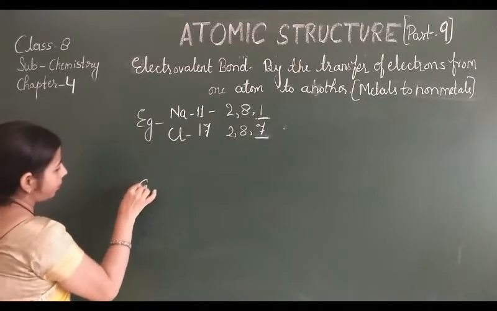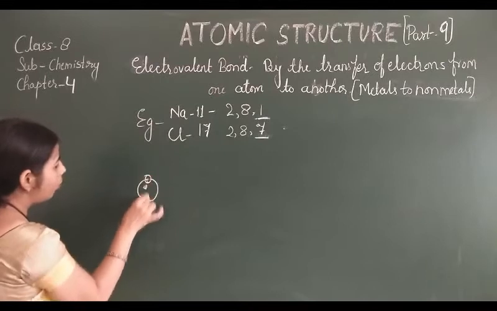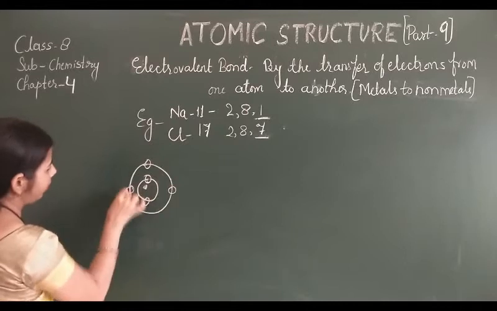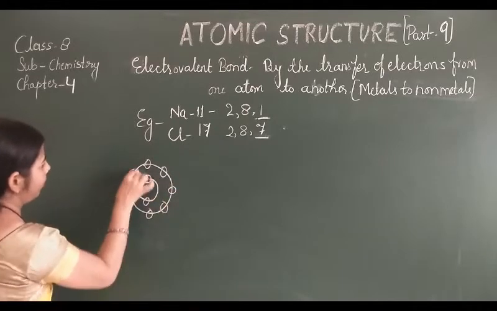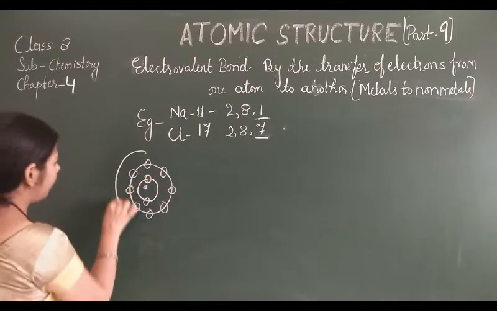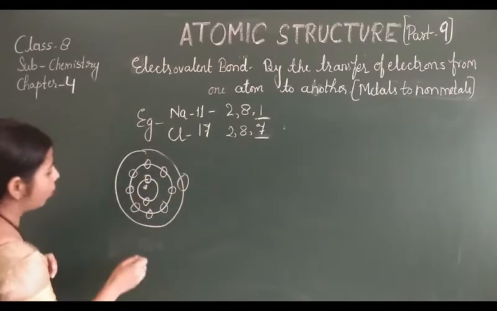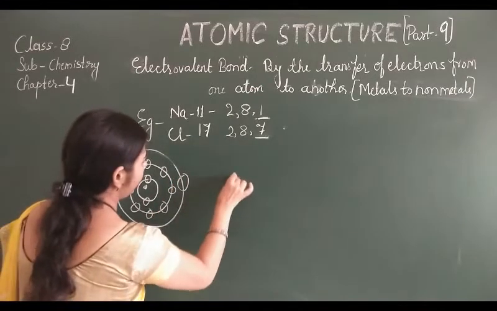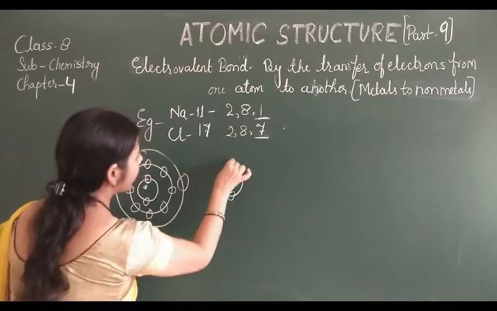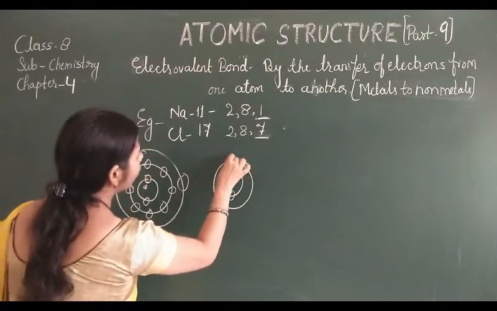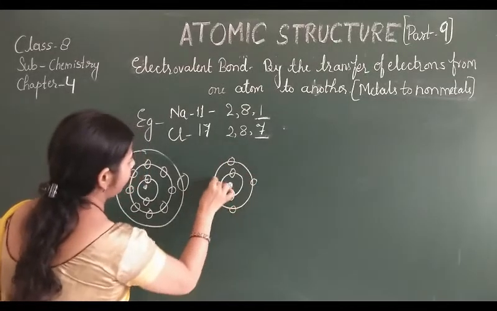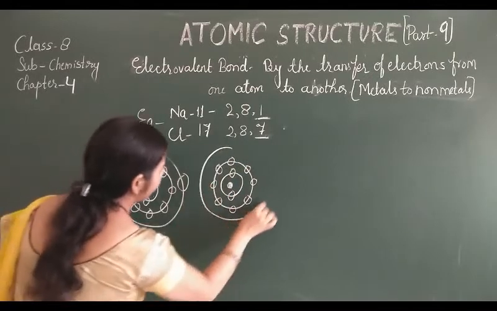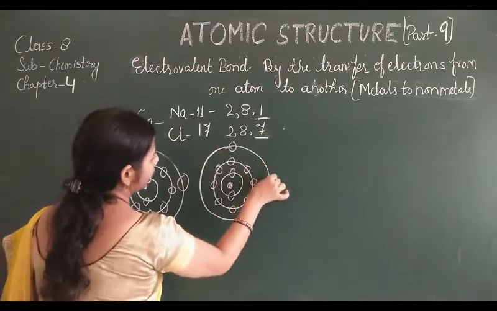In the sodium atom, the first shell has 2 electrons, the second shell has 8 electrons, and the last shell has 1 electron. And in chlorine, the first shell has 2 electrons, the second shell has 8 electrons, and the last shell has 7 electrons.